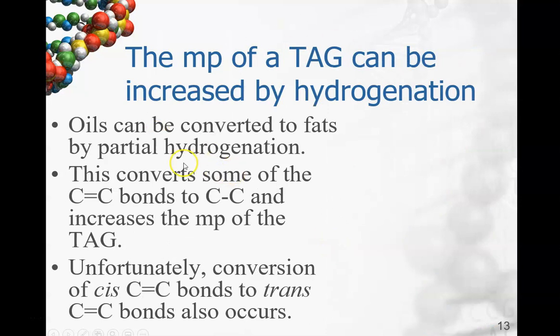So you might have heard of trans fats. You can take an oil and carry out a partial hydrogenation, where you convert some of the carbon-carbon double bonds to carbon single bonds. That's going to increase the melting point. But it turns out that trans double bonds are more stable, so during that process, some of the cis carbon-carbon double bonds will be converted to trans.